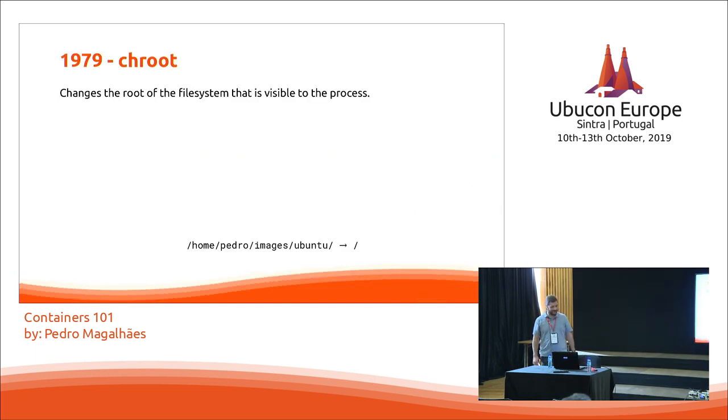It all started in 1979 with chroot, which is still present on nowadays Linux systems. And basically, it changes the root of the file system that is visible by your process. So if you are in a specific path, you can say that for a specific process, that is considered the root of the file system. So it cannot see anything that is behind that new root that you have specified.